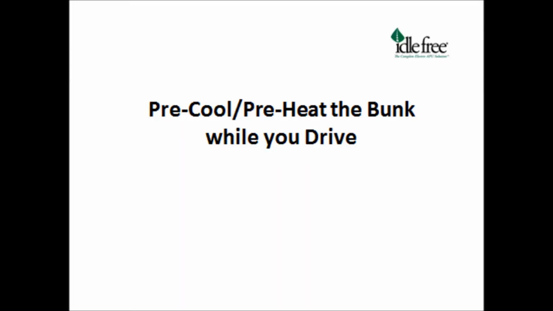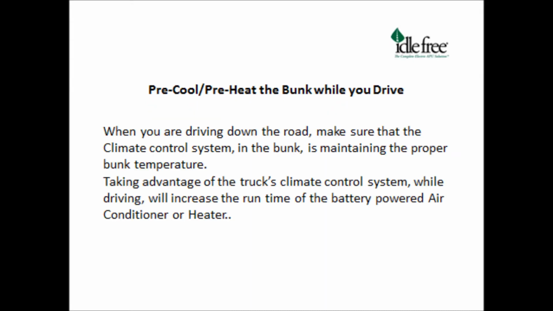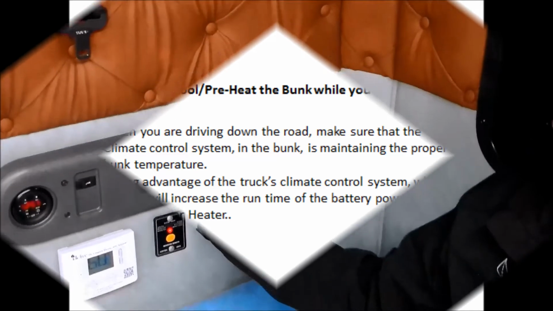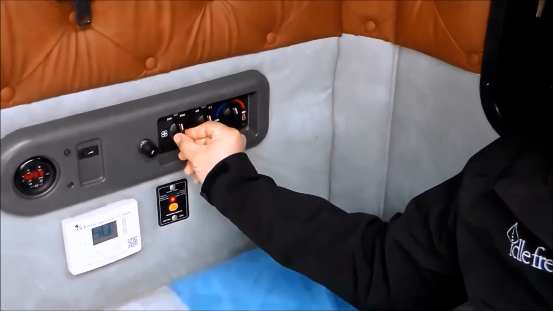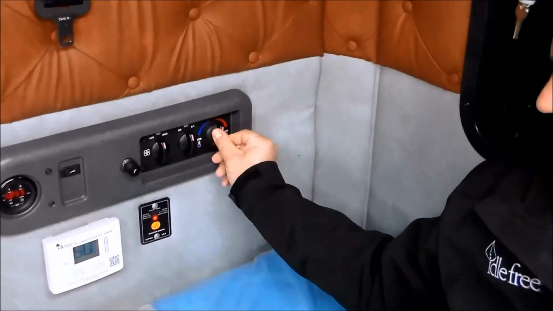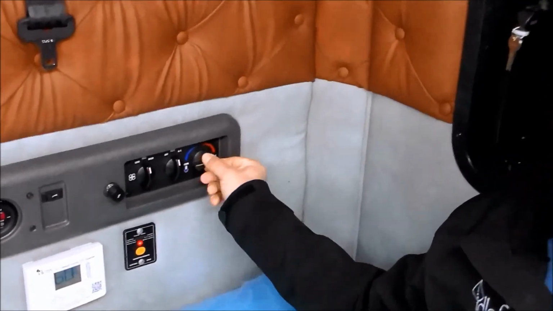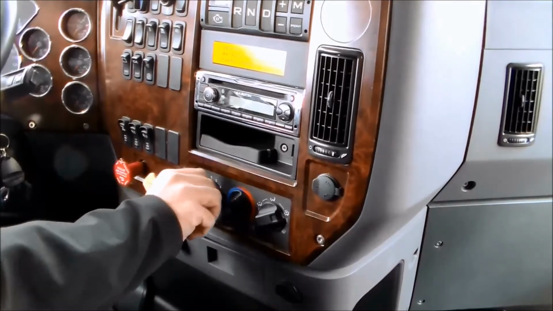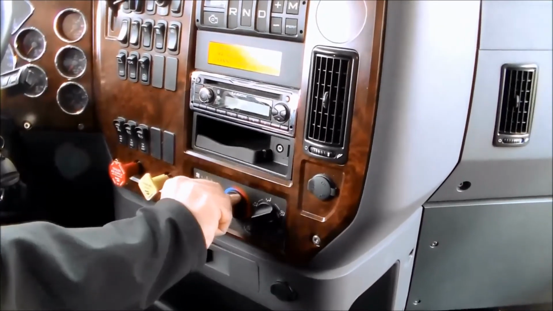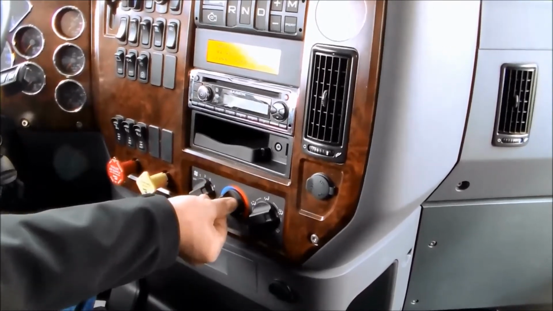Pre-cooling and preheating the bunk while you're driving. When you're driving down the road, make sure that the climate control system in the bunk, and in the cab for that matter, is maintaining the proper temperature. Taking advantage of the truck's climate control system while driving will increase the runtime of the battery-powered air conditioner or heater, and will also make you much more comfortable. You'll have less work for your batteries to do if you use the engine to do the work while you're driving.